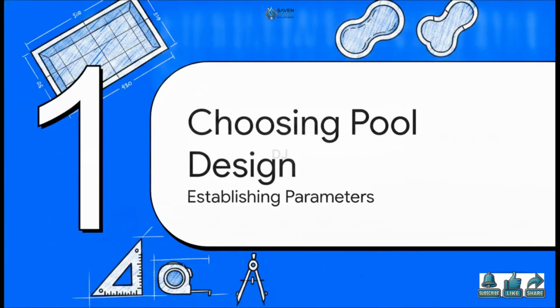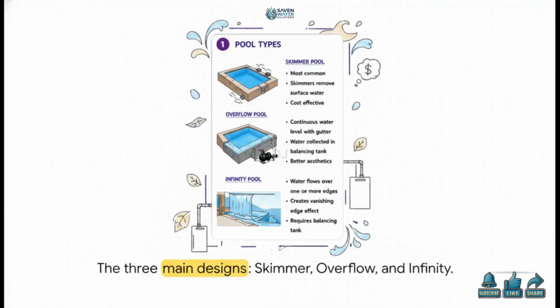Starting off with section 1, choosing your pool design. Your very first move here is establishing the physical parameters, which basically means figuring out exactly what kind of pool you're dealing with. The source material breaks this down into 3 main design types. At the top of the list, you've got the skimmer pool. This is your classic, most common, and honestly most cost-effective option, where built-in skimmers just scoop away the surface water.